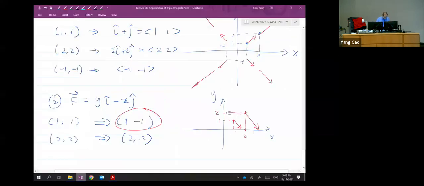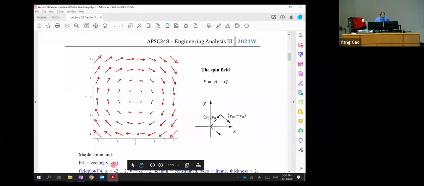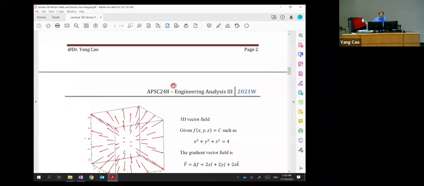Now, for your interest, you can try just adding a sign. Just add a negative sign in front of this previous vector field. If you put a negative sign, this becomes negative y and this becomes positive x, then the vector field you will see will simply change its direction. Okay, so those are examples of vector fields.